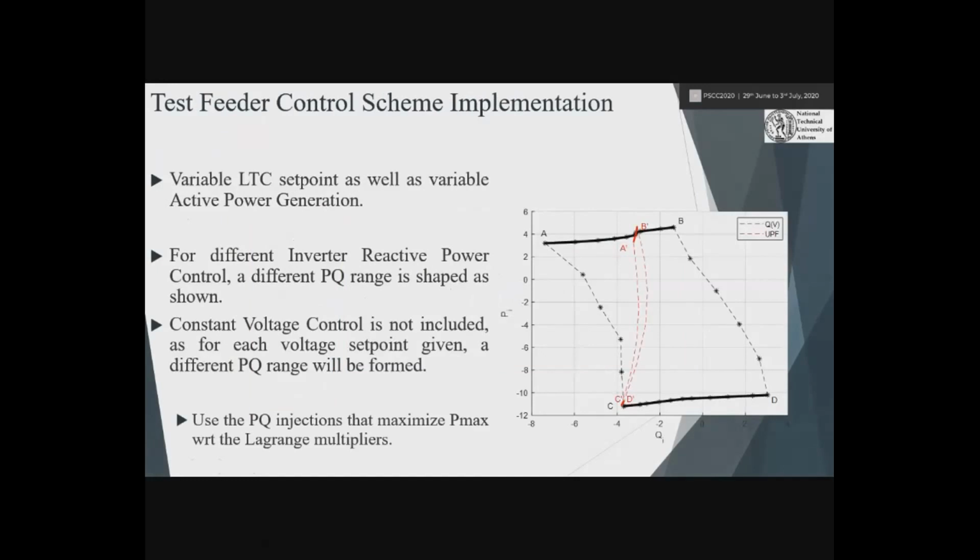As seen in this figure, the range of the active and reactive power injections is formed for variable LTC set point from the maximum to the minimum value, and for variable active power generation for different types of reactive power control for the inverter-based generation. In this figure we can see the two different PQ ranges for unity power factor and for the QV control. Similar ranges would be saved for constant voltage control for each voltage set point given.